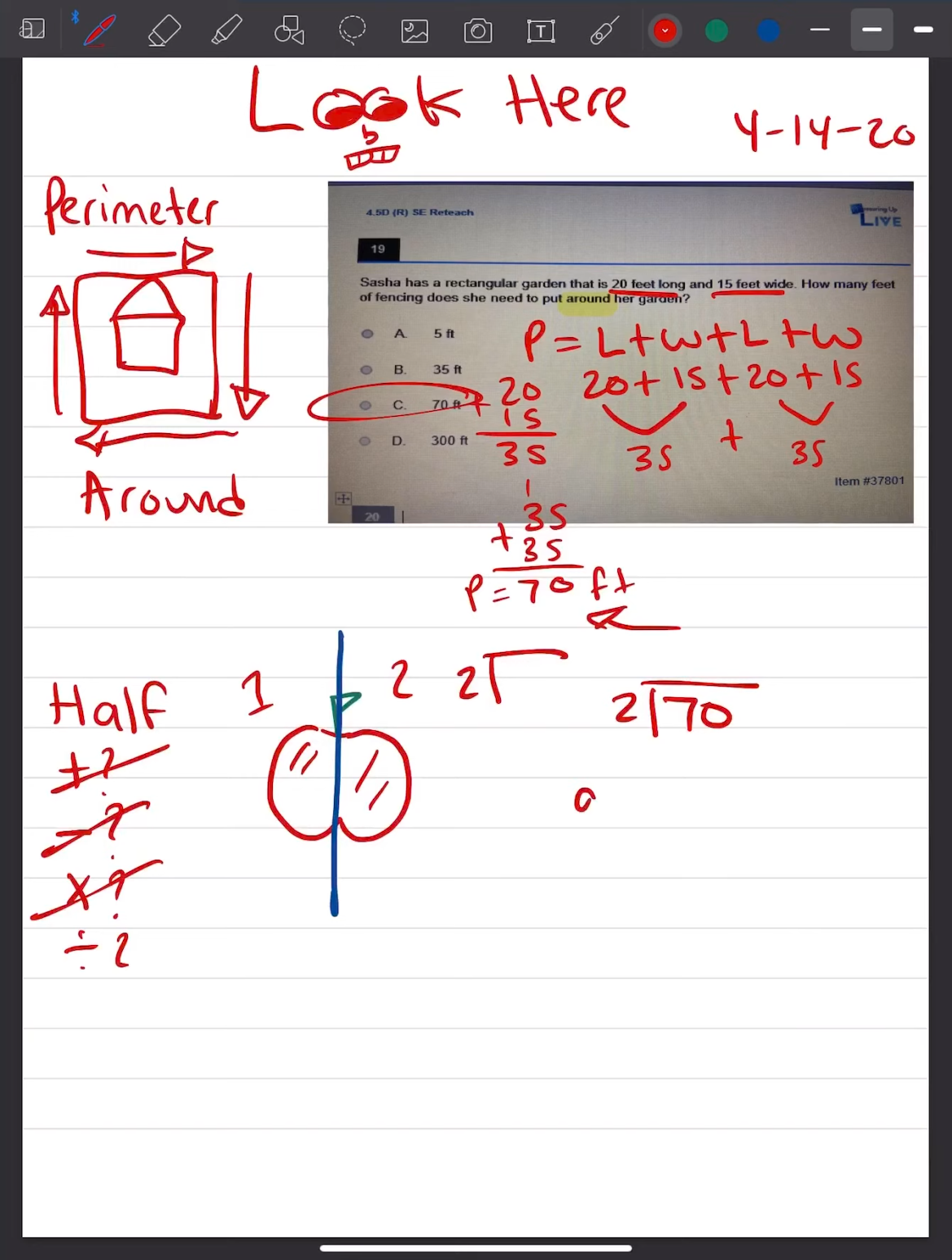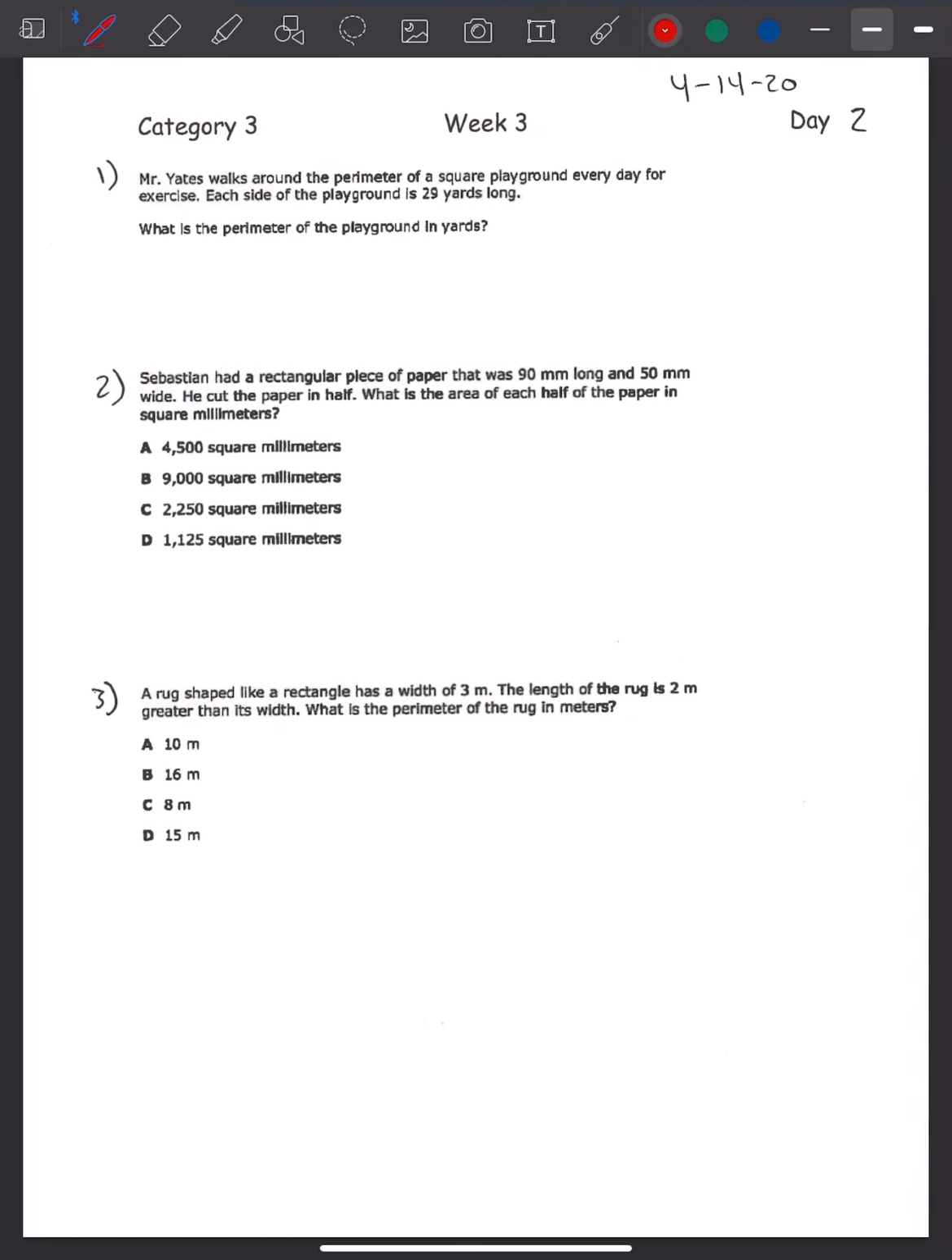Do you think that works with any other number? Yes, let's say the number is 90. We can divide it by 2. Let's say the number is 45. We can also find half by dividing by 2. Okay, so that is what the word half means. You're going to need that for the next part.